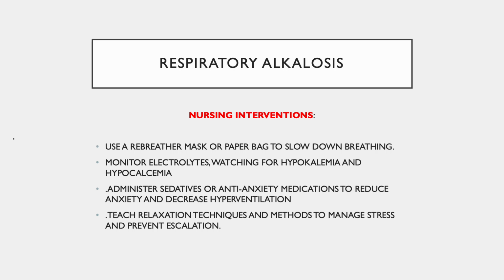So what are we going to do? So number one, we always want to treat the cause of why this patient is experiencing this type of imbalance. But we can use a rebreather mask or a paper bag to slow down the breathing. So you could give a patient a brown paper bag and have them take some slow breaths inside that bag.